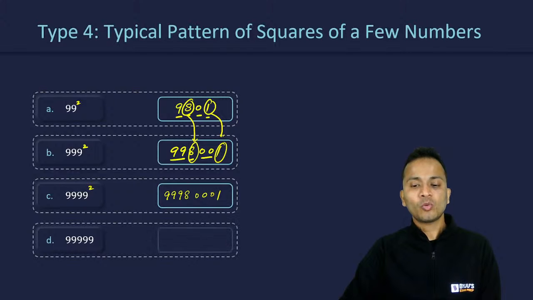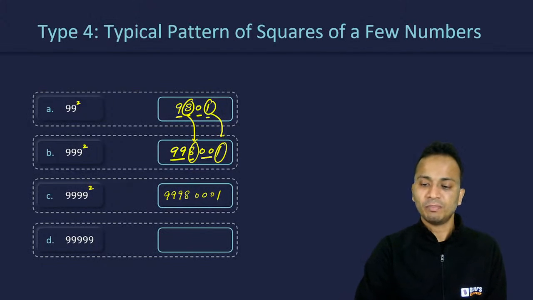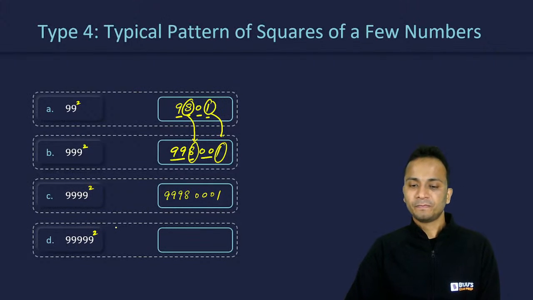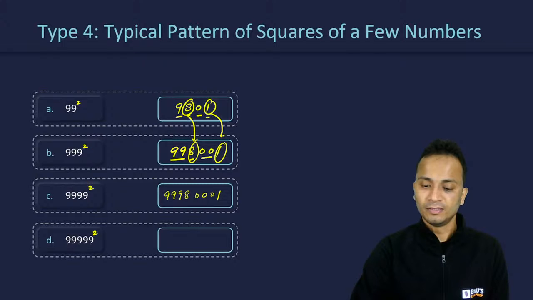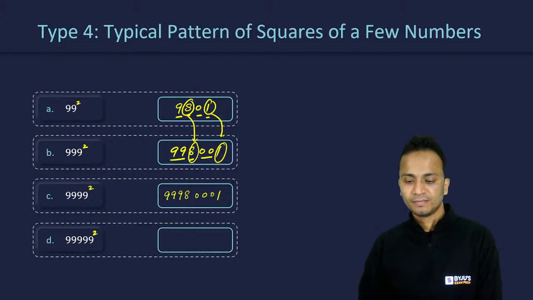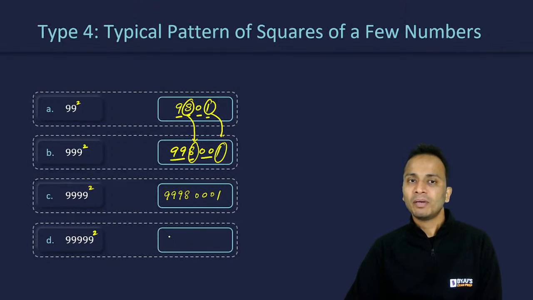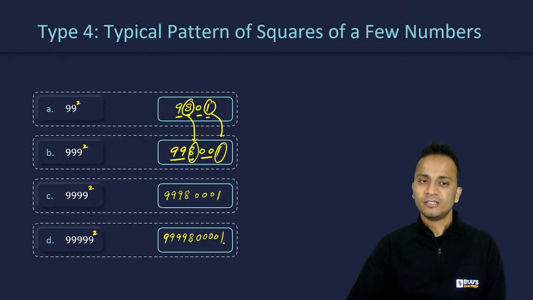And can you all quickly write the answer for this one? The next number, the square of 99,999. I believe you should be able to do that. So now the 9s will increase in number by 1. So it will be 4 times 9 and then 8, and then 4 times 0 and then 1. And this will be the final answer. Okay?